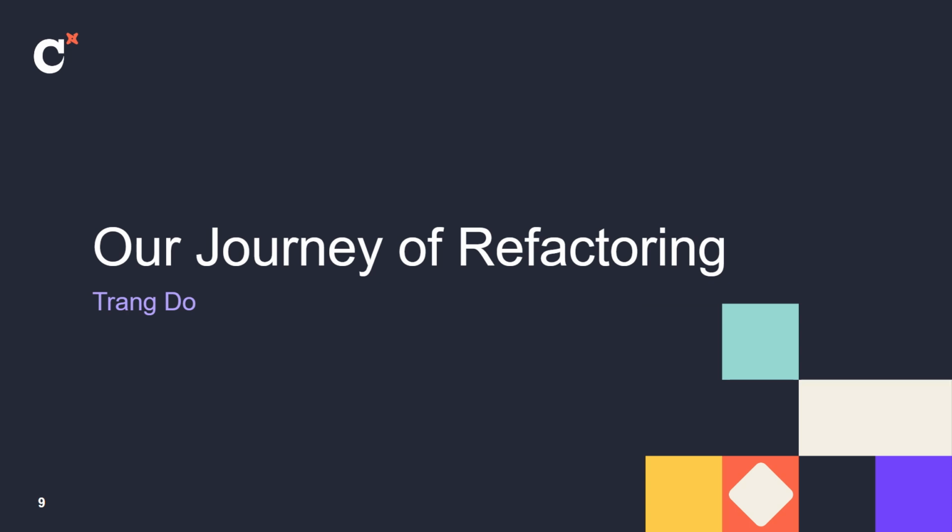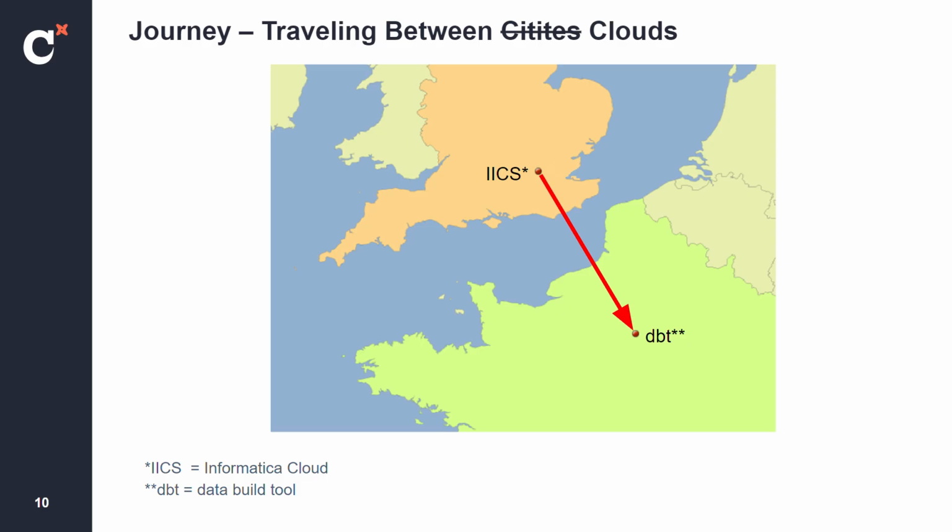So here, this is our journey for refactoring. This is where we know that we want to remove Informatica and replace it with a new tool. So that's why the new city, DBT.